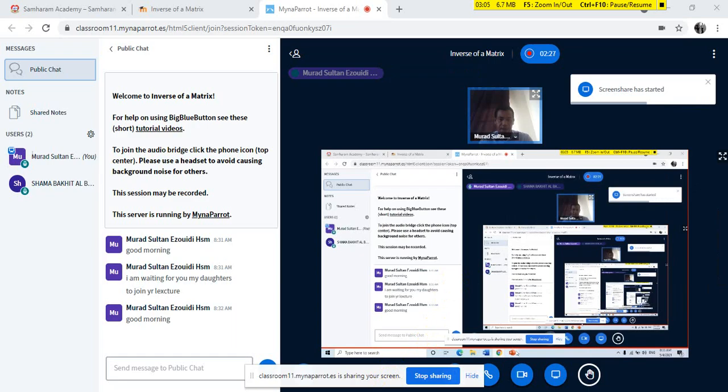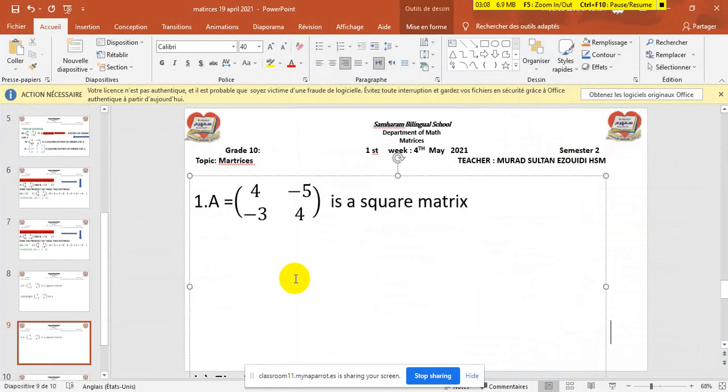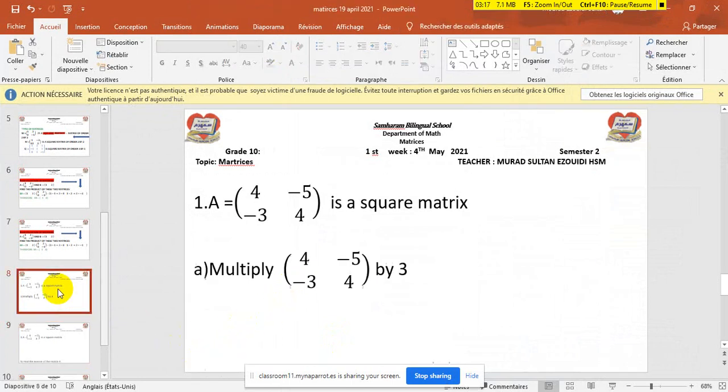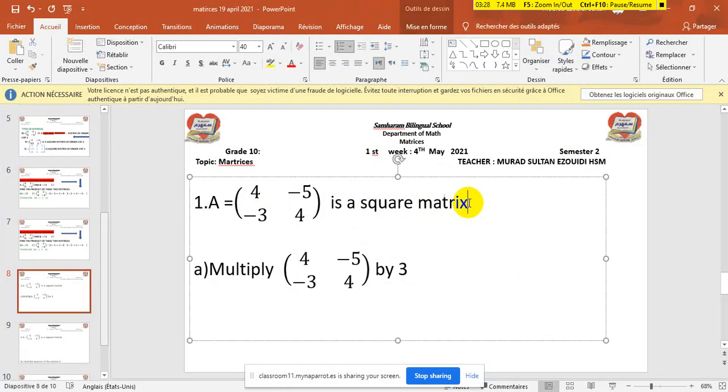Okay, now the screen is clear. You can see that. Now, inverse of a matrix. A is a square matrix of order 2 by 2. Why 2 by 2? Simply because we have 2 rows and 2 columns. That's why it's called a square matrix of order 2 by 2.